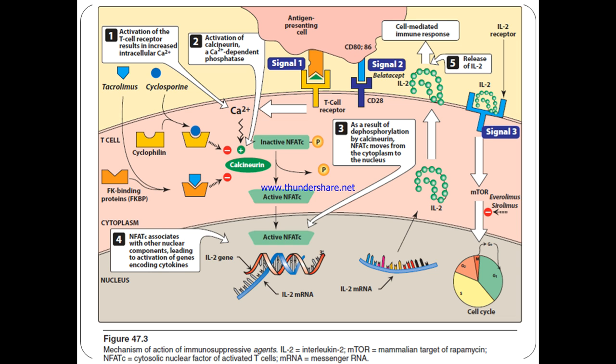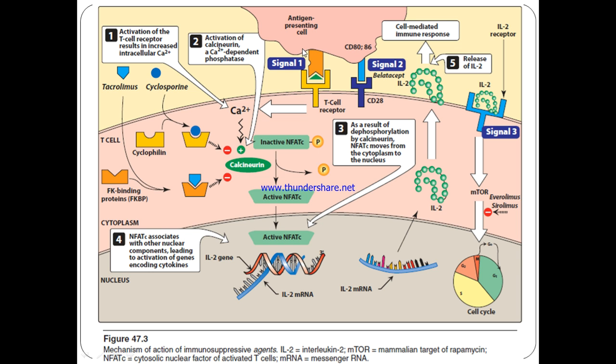Now m-TOR is nothing but the mammalian target of rapamycin, that is the abbreviated form of m-TOR inhibitor. Now I'm going to explain what is meant by this mechanism. Here you can find that this mechanism is nicely explained. This is the antigen presenting cell, clear? And these are CD80 and 86, which are majorly involved, which we have discussed in previous classes.